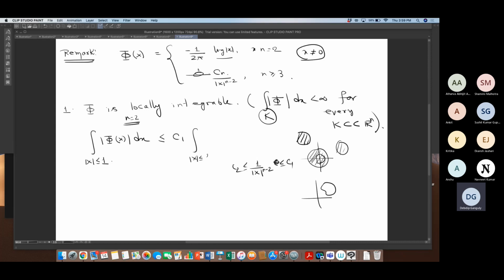Let's take mod x less than or equal to 1, log of mod x. So this I can write using polar coordinates. You remember polar coordinates? Yes or no? This I can write as the integral from 0 to 1 of log of 1 by r dr. Of course, omega 1 is outside. The integral from 0 to 1 of log of 1 by r dr. Is this integrable or not?